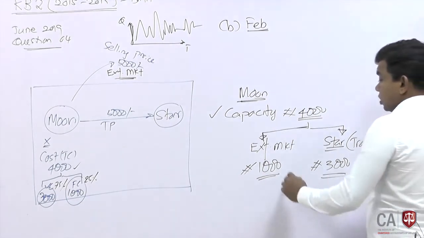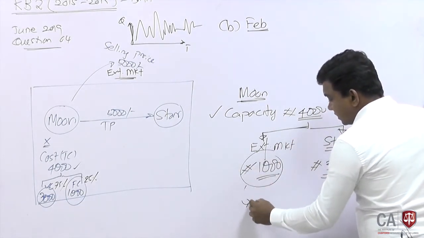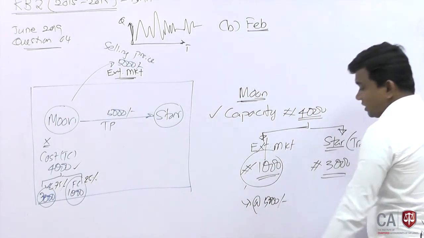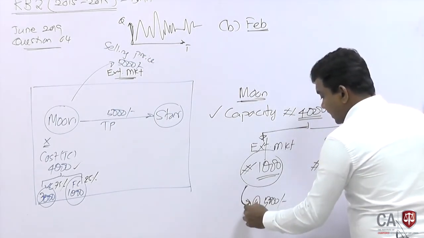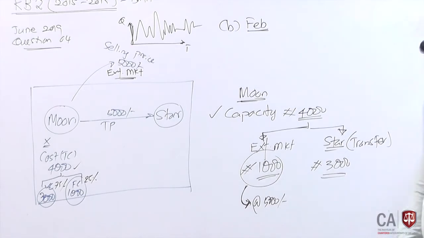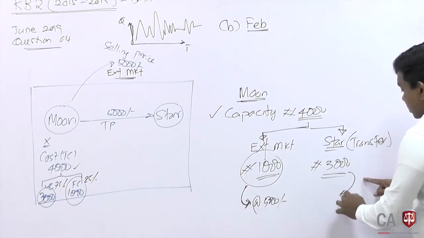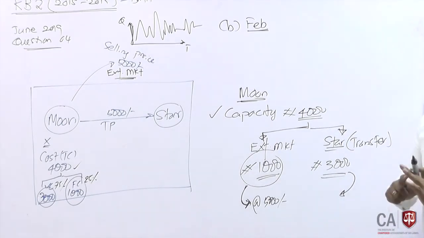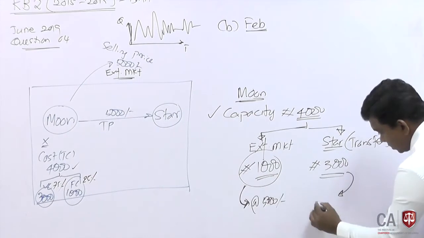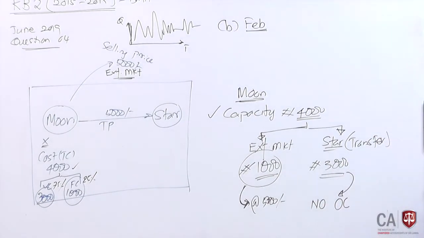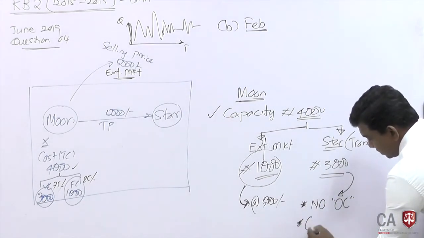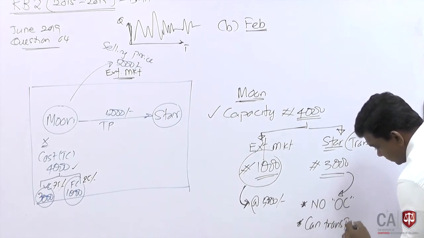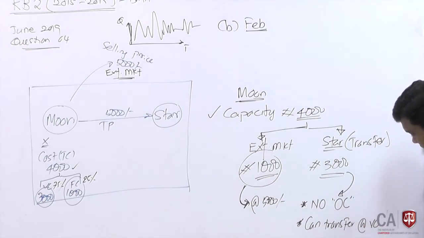Clear? Right. You can sell this at 5000 rupees in the external market. Therefore, you will sell this at 5000. Then, for this 3000, you don't have an external market. Therefore, you don't have opportunity cost. No opportunity cost. Clear? No opportunity cost. Therefore, you can transfer at variable cost, which is 3000.